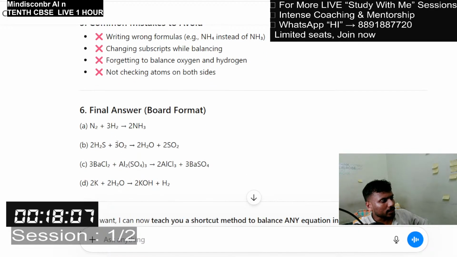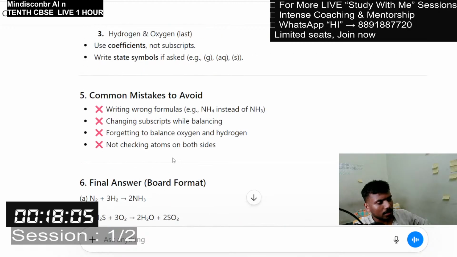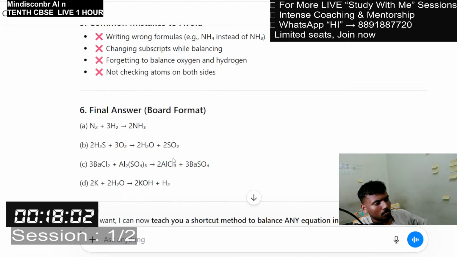Final answer. And this is the 6th question. No, this is the final answer for board format. That is the balanced equations.